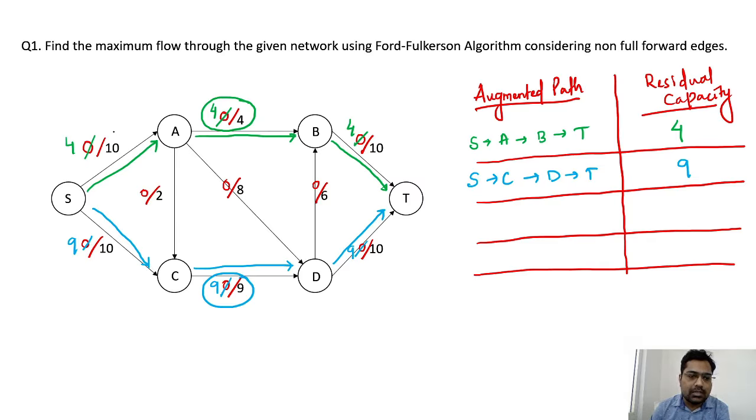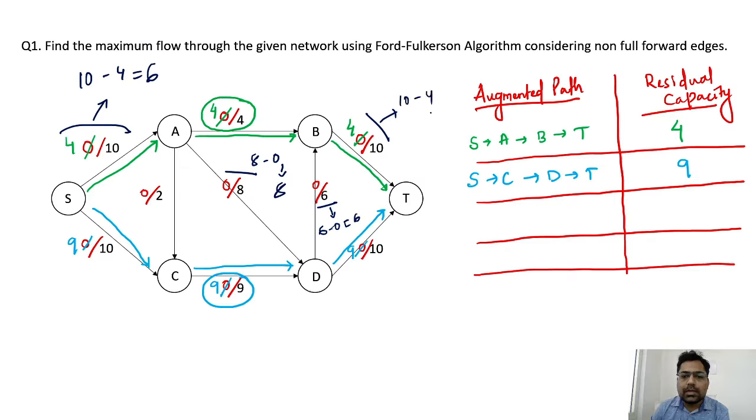Here the residual capacity is 6. I'm marking the residual capacity in a color. Whenever I find the residual capacity, 10 minus 4 is 6, our residual capacity. Here the residual capacity is 8 minus 0, which is 8. Here, from this it could be a possible direction, so we write 6 minus 0 is 6. So out of 6, 8, 6, 6, we have the minimum one, which is 6.